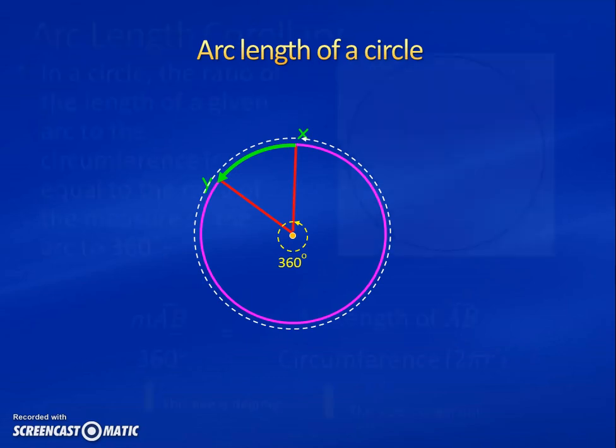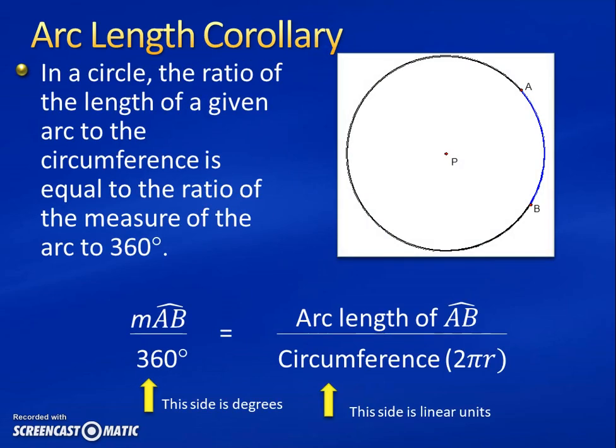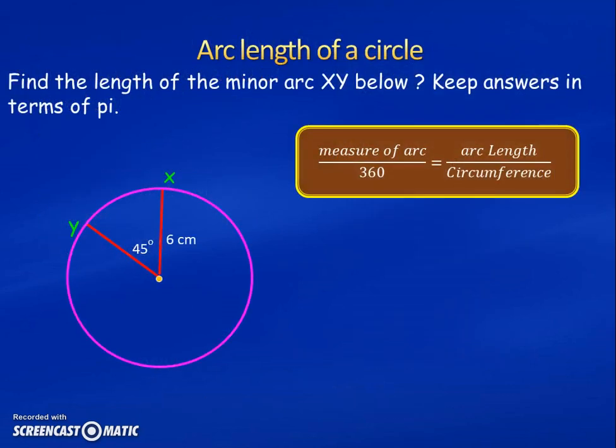the circumference. So our formula is created by saying what is the measure of the arc, meaning the angle, over 360 degrees, because that's how much it's out of. And it equals the arc length of our arc out of the whole circle, which is the circumference, which is 2 pi r. So here's how we use it.